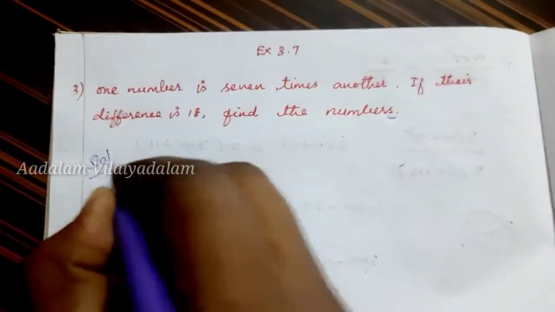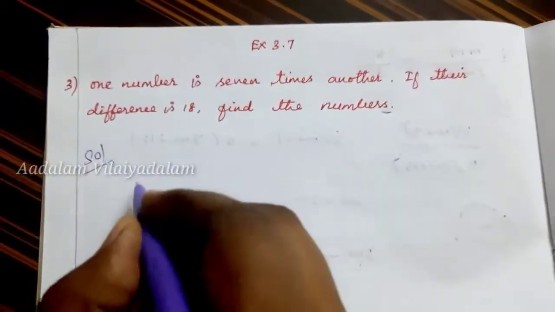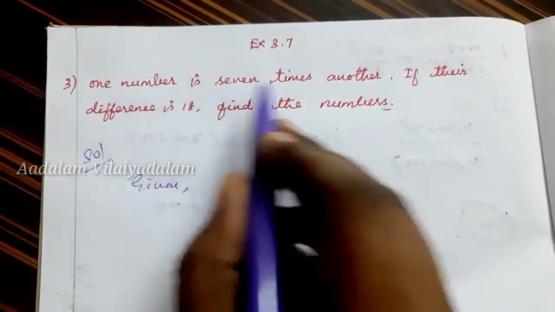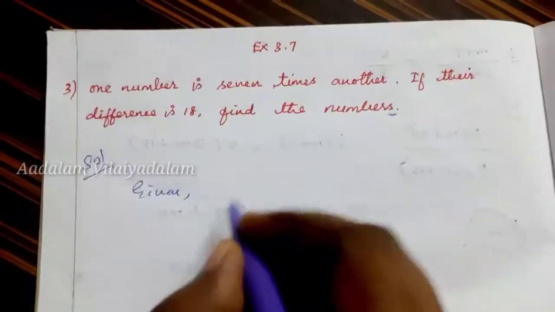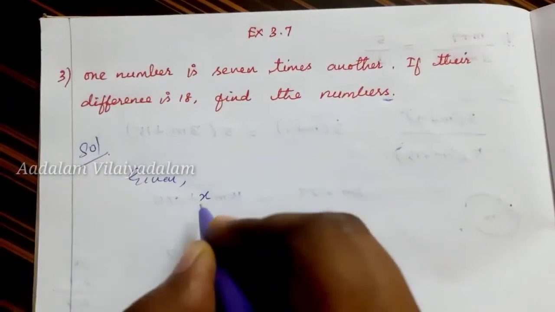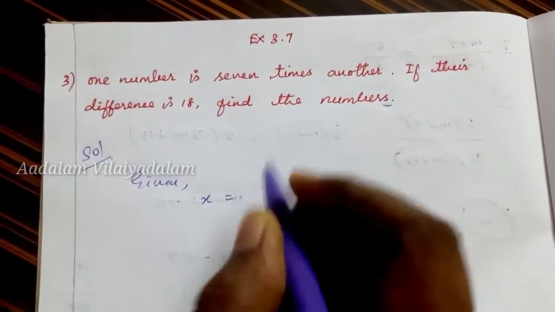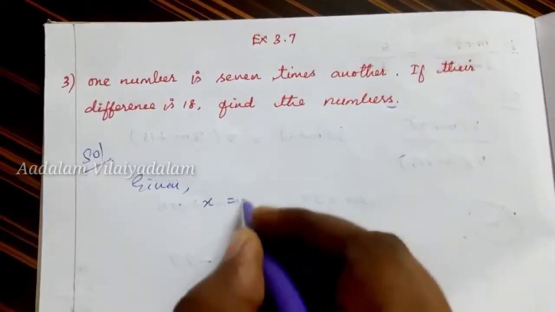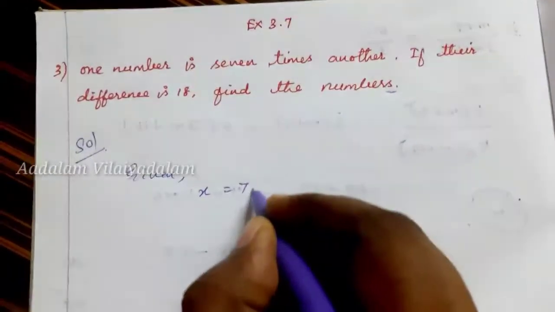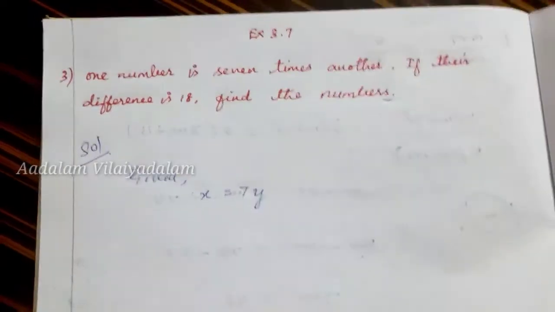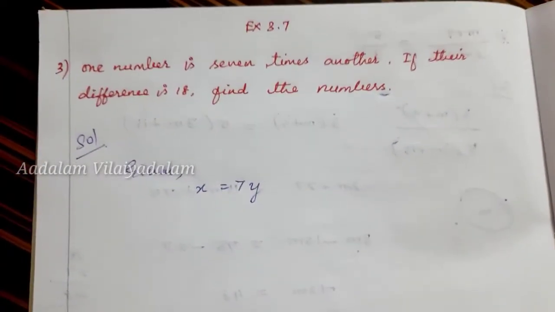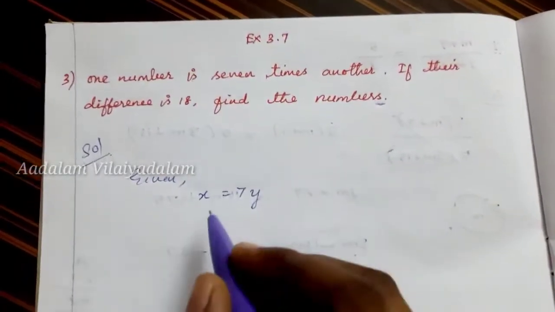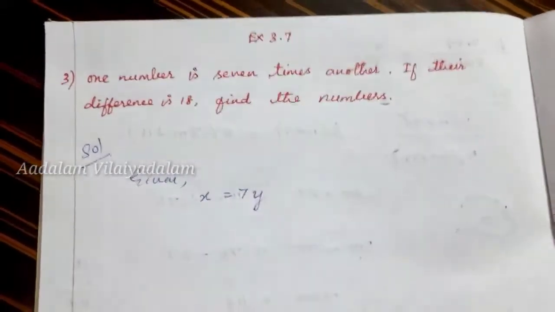So let's go for the solution and let's write what is given, okay? What is given? One number is 7 times the other. So let's take the number x, which is equal to 7 times the other number, which means we can take the other number as y. Clear? Now, their difference is 18.